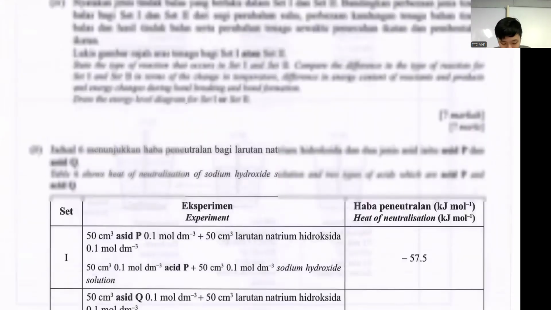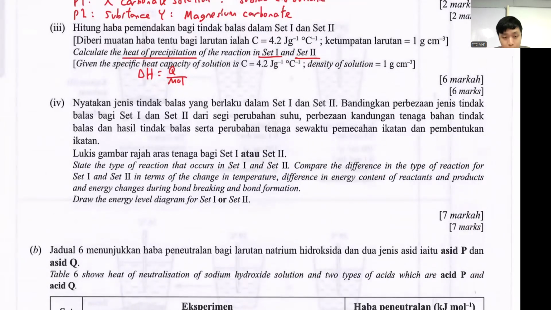This one, fourth: state the type of reaction that occurs. Or this one, another 3 marks: exo, endo. Compare the difference in the type of reaction in terms of change in temperature. The type of reaction, 2 marks. Change in temperature, 2 marks. Difference in energy content of reactant and product, 2 marks. Energy changes during bond breaking and bond formation, another 2 marks. And draw the energy level diagram, another 2 marks. So total actually 10 marks.